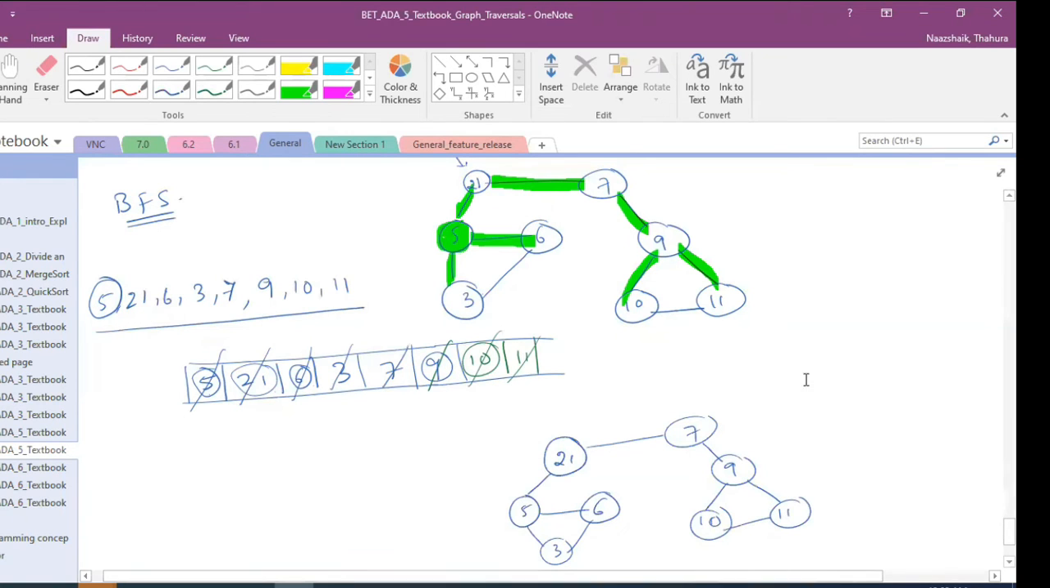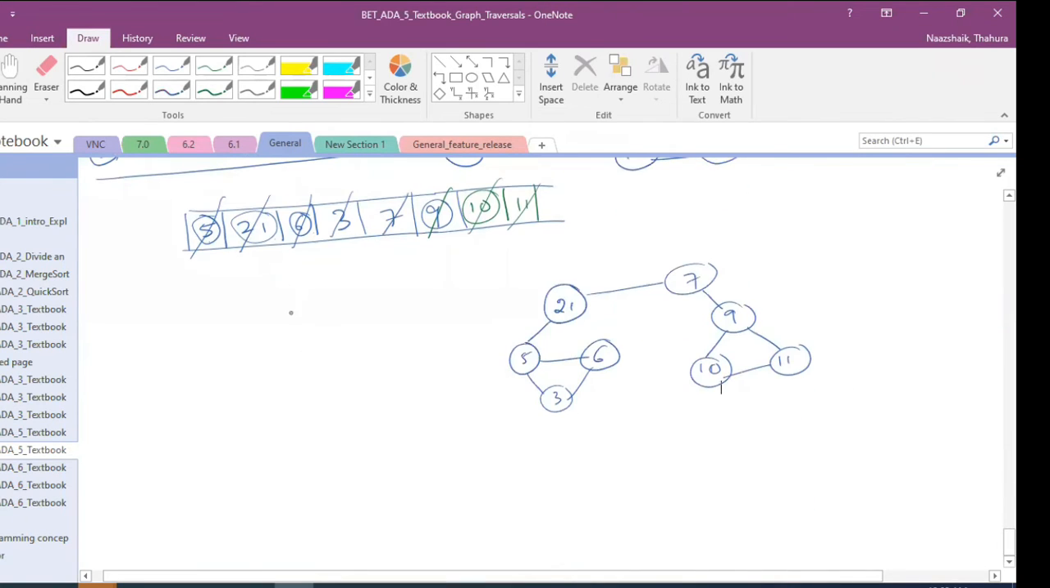Okay. So let's solve this using DFS, depth first search. Now for depth first search, we will use a stack. Stack is whatever you put in, you will take out from the top. Last in, first out is your stack.